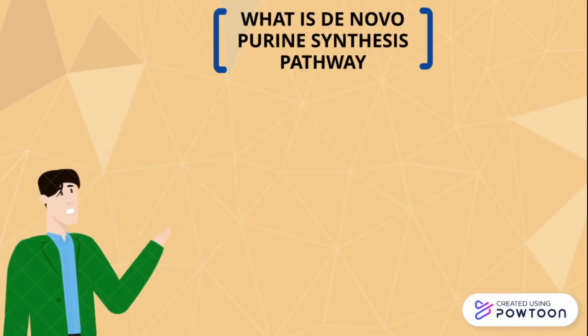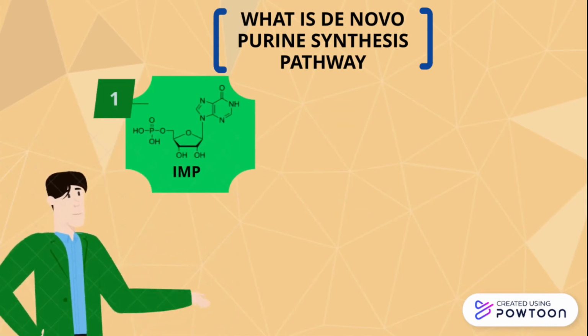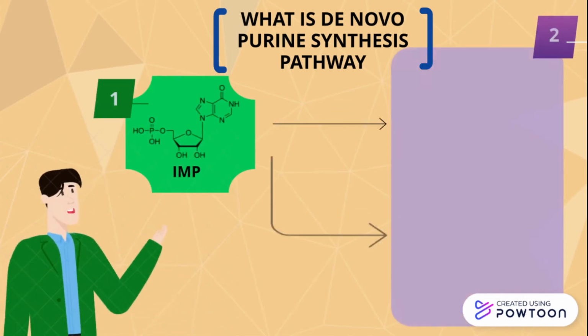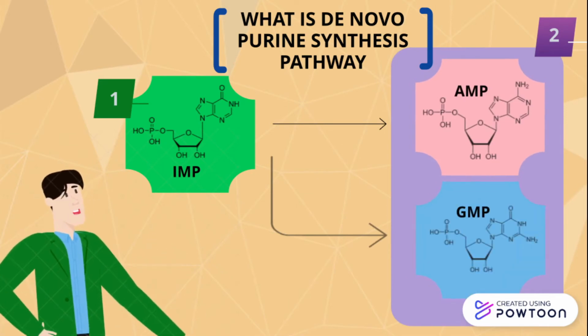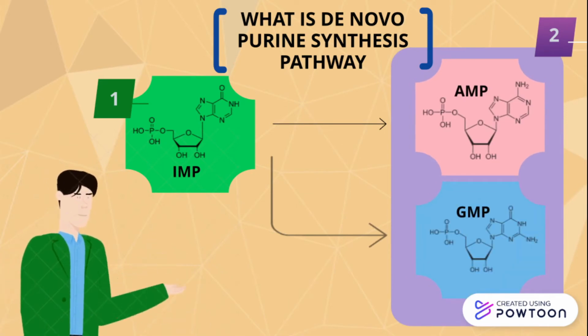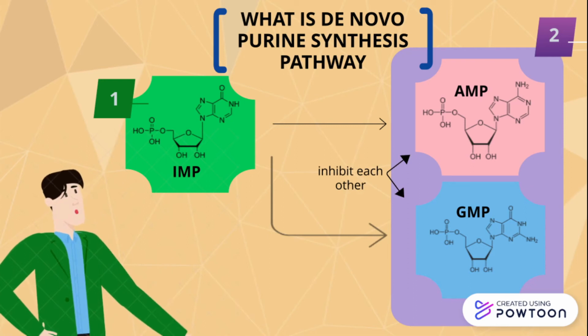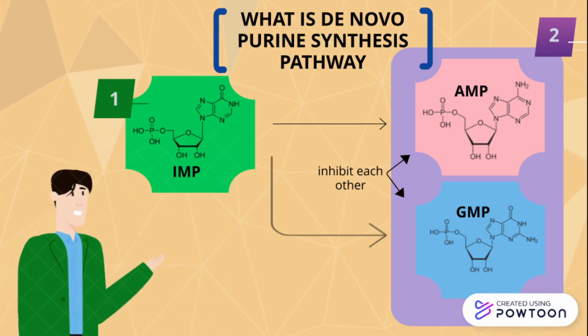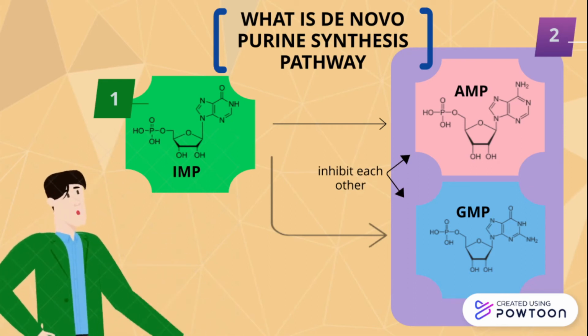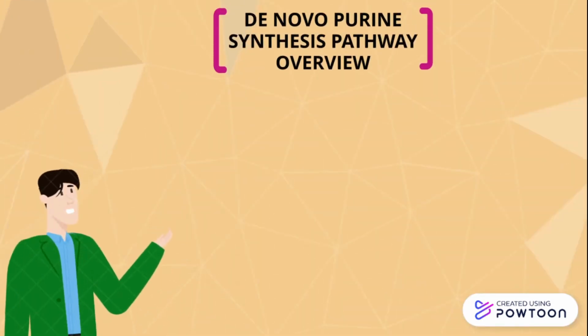The de novo purine pathway starts with the synthesis of IMP, then branches into two paths of either synthesizing AMP or GMP. The branch point is controlled by feedback inhibition, where the AMP would inhibit the conversion of IMP to GMP and vice versa. Next, let's look at the overview pathway.